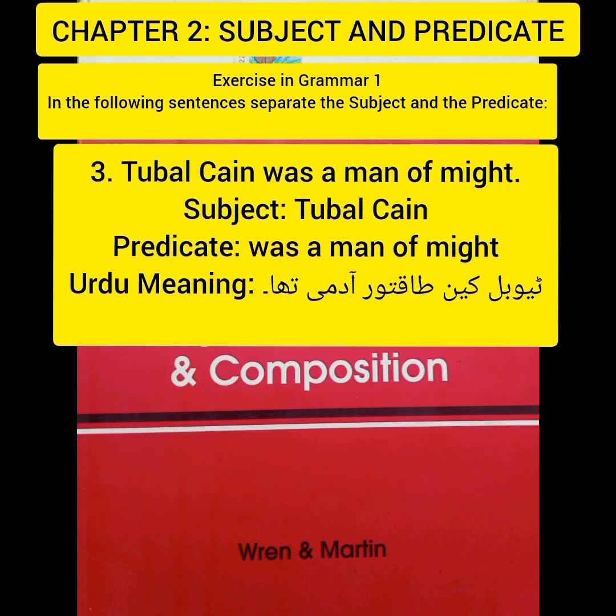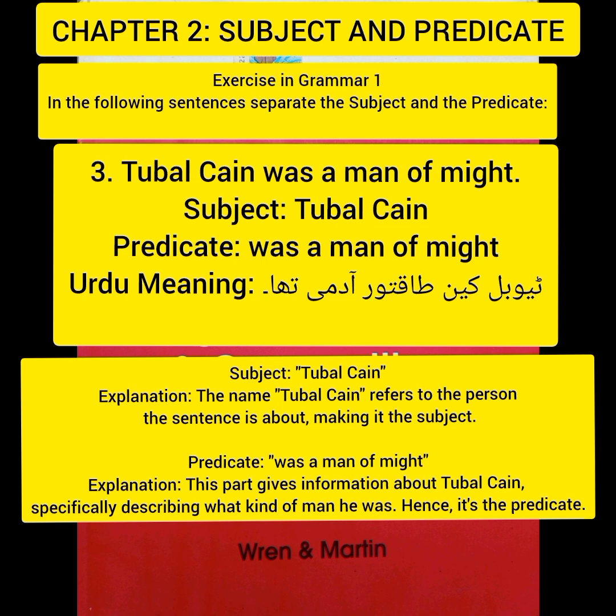3. Tubal-Cain was a man of might. Subject: Tubal-Cain. Explanation: the name Tubal-Cain refers to the person the sentence is about, making it the subject. Predicate: was a man of might. Explanation: this part gives information about Tubal-Cain, specifically describing what kind of man he was. Hence, it's the predicate.